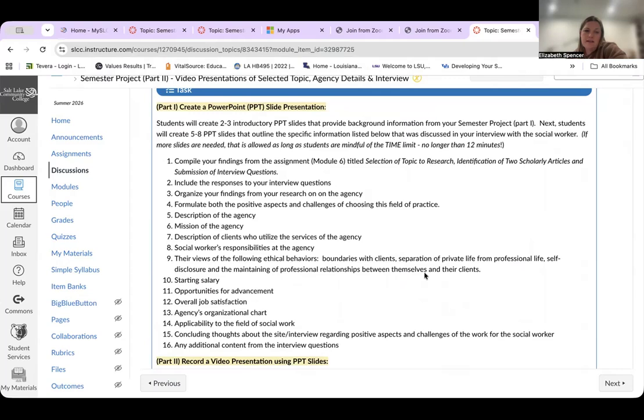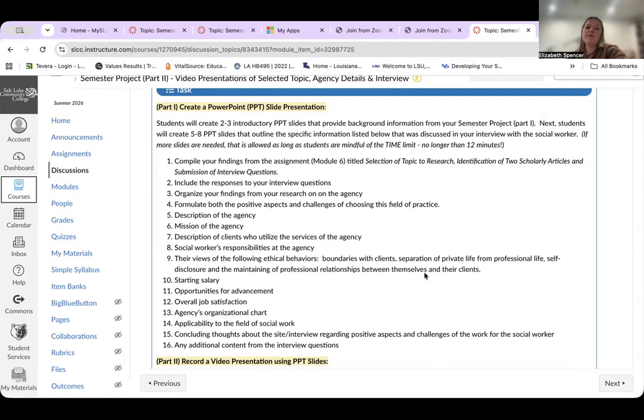Number 8 on the list is just indicate what your social worker's responsibility is at the agency. Okay. And again, with social work, this is kind of a broad field, so it doesn't necessarily need to be a licensed social worker. This could be a caseworker. This could be a behavioral health technician. This could be just a school counselor, anything like that. So it just has to pertain to the field of social work. Okay. But yeah, just listing off what their responsibilities are at the agency.